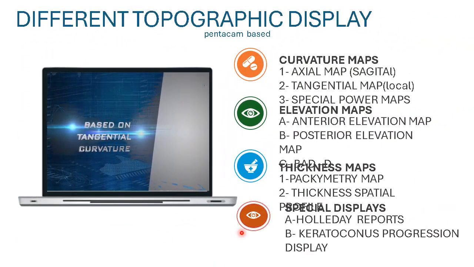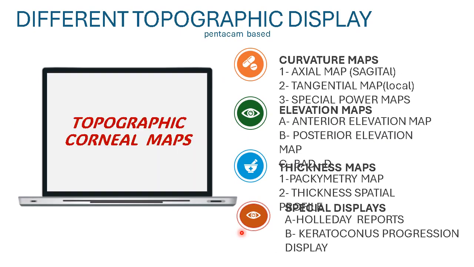After this brief introduction about the basic principles and differences between the different types of topography and tomography, I would like to give very quick notes on certain important points on the different maps of the topography: the curvature map, either axial or tangential, also the elevation maps and the thickness profile. I will speak about a special map recently added to the Pentacam, which is the BAD display, and also about the thickness profile and the spatial profile of the cornea.